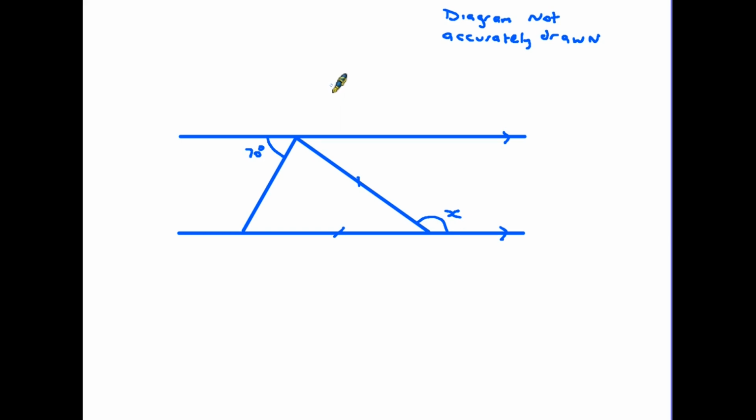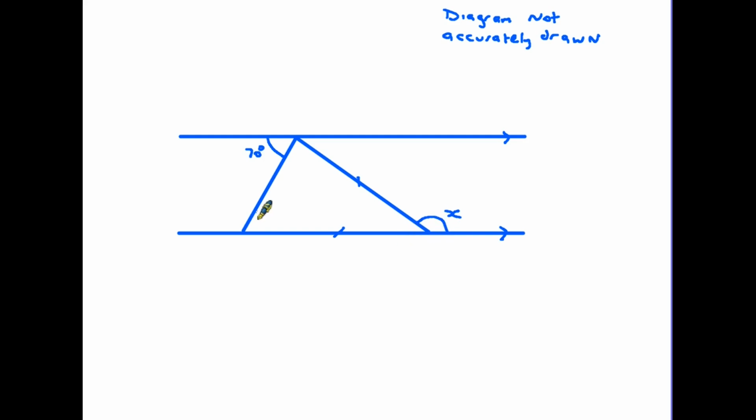Now this time the two lines do not cross the parallel lines, they move between the two, but we can still use the angle laws that we've been using so far. We need to find x. What we know is that this top angle is 70. We need to work our way, and this is quite common, that you work your way through a diagram to get to the angle that you want.